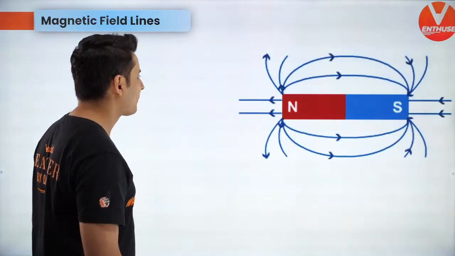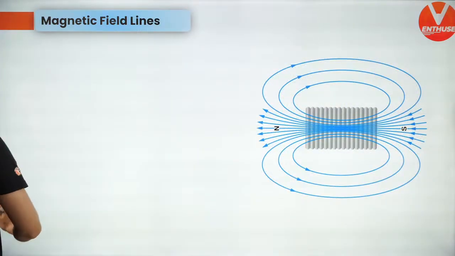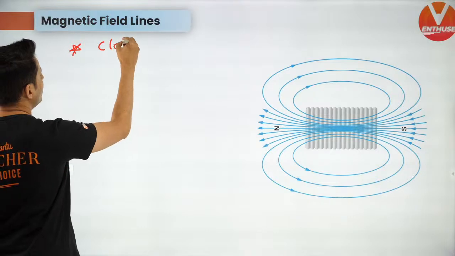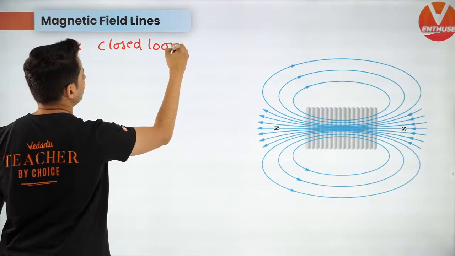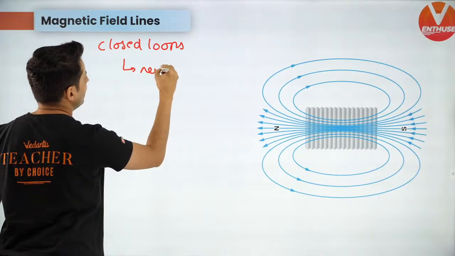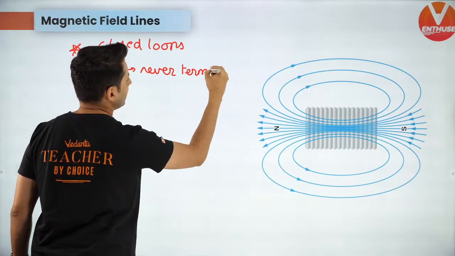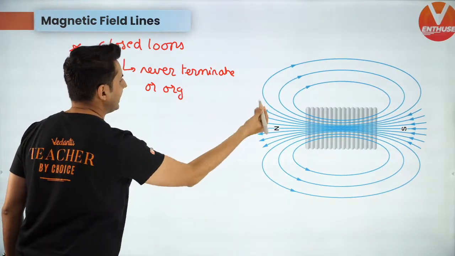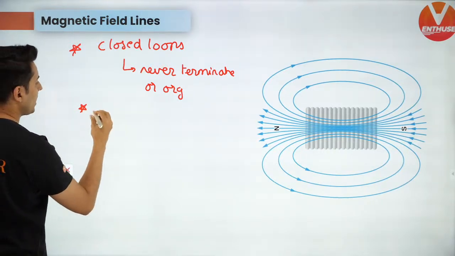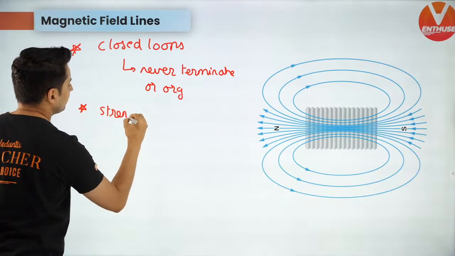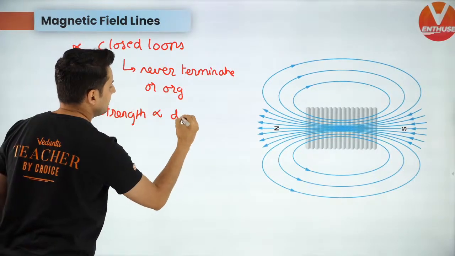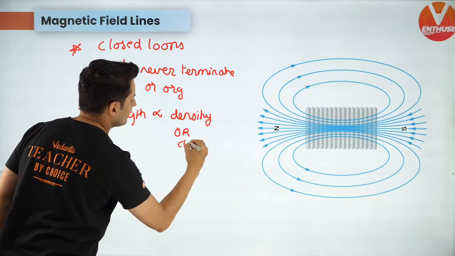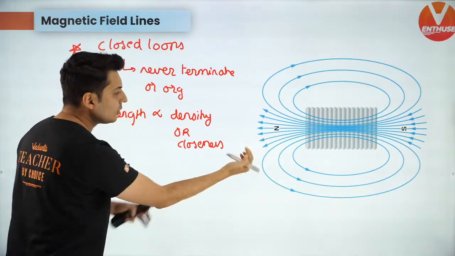Very good. So, now that we are talking about magnetic field, let me give you some more pointers. First pointer is they are always closed loops. That means they never terminate or originate like electric field lines. Next, the strength of the field is directly proportional to the density, or basically the closeness, how closely they are packed.